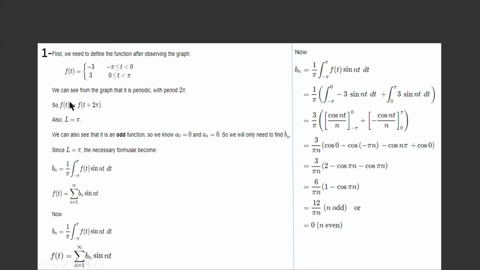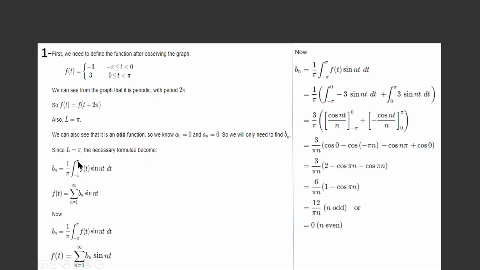And also he will write for you f of t equals f of t plus 2 pi, right? Or if he's defining the function like this one, you know the distance between the start point and the end point is the period of your function. Now, how to find Bn? Bn is 2 over the period, and the period is 2 pi. So 2 over 2 pi will be 1 over pi.